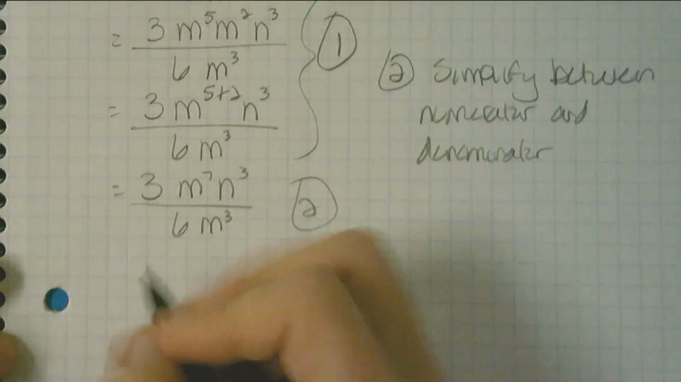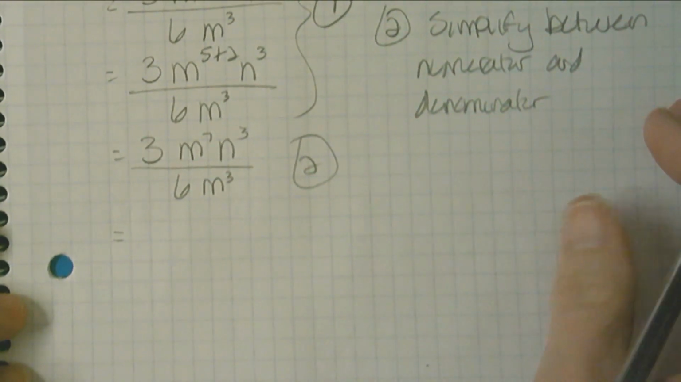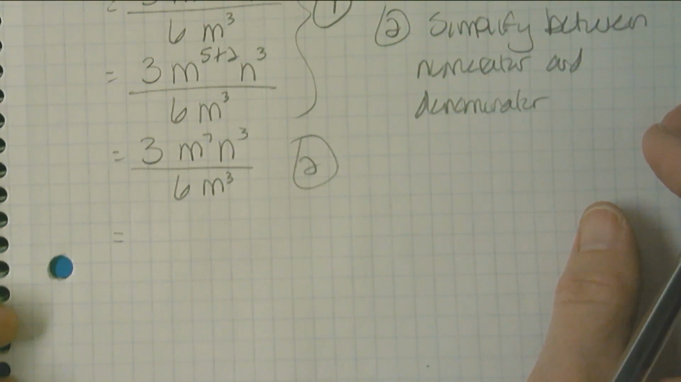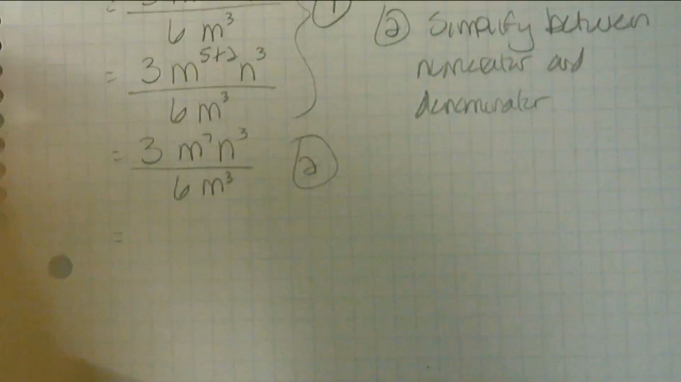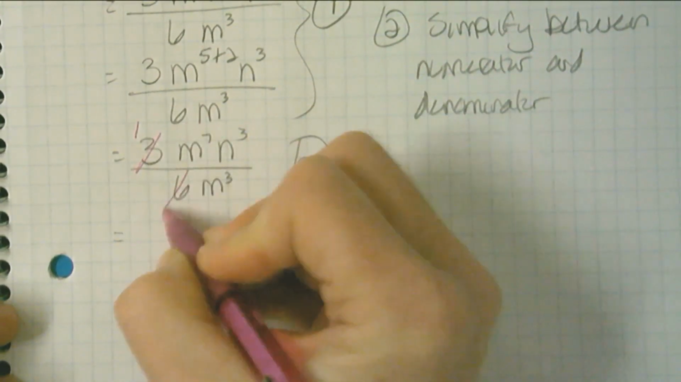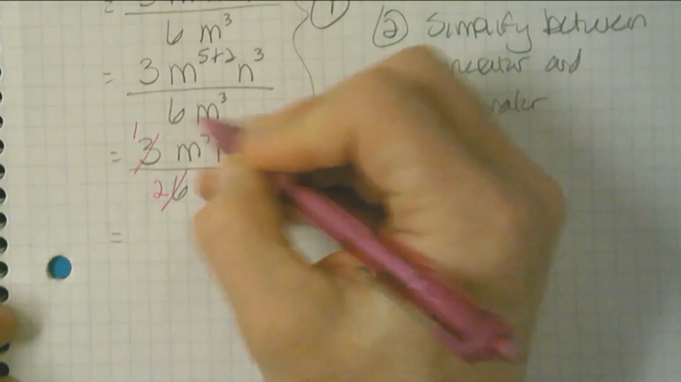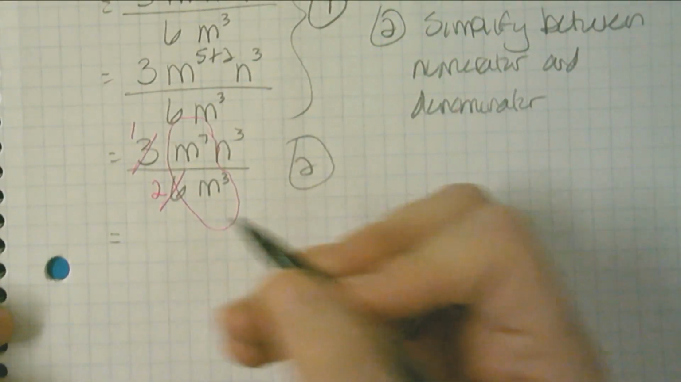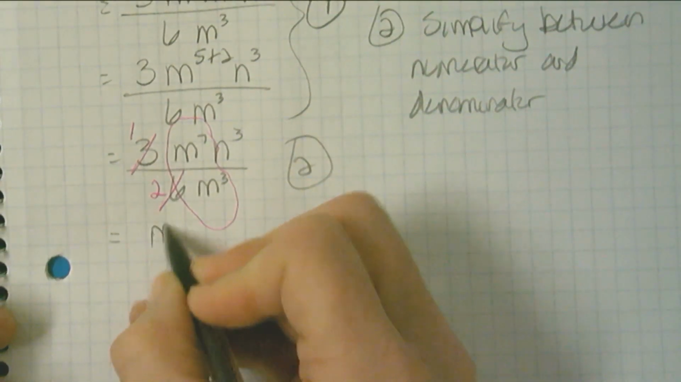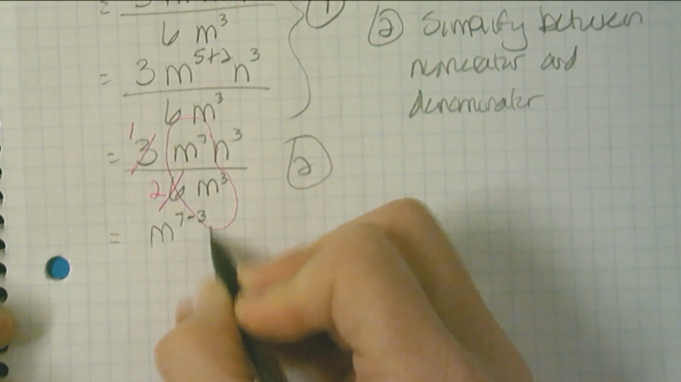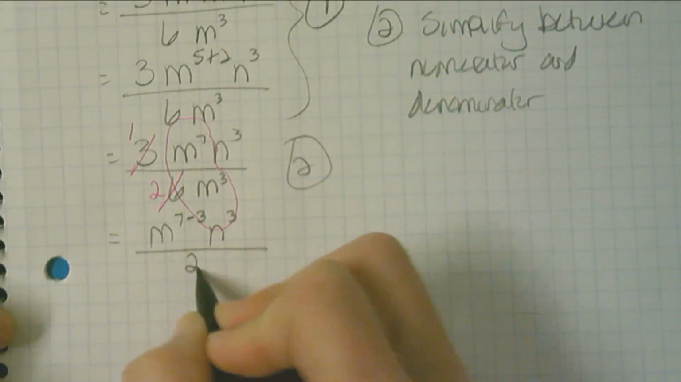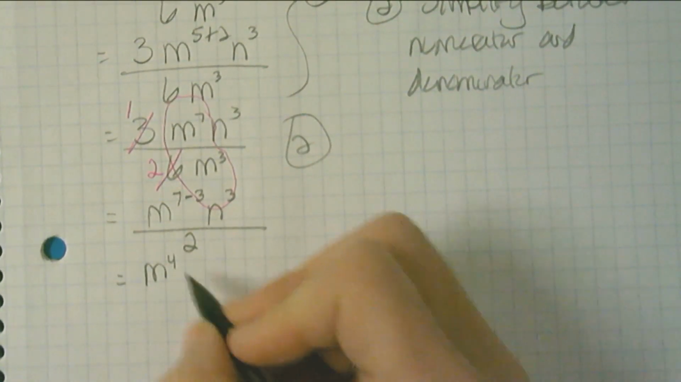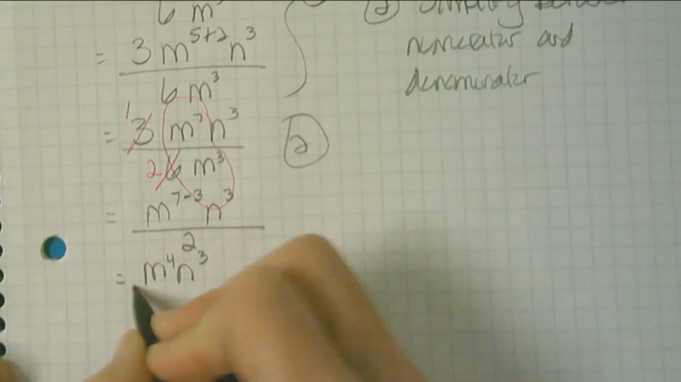So all of you finish that off. I should be able to divide out common factors between the 3 and the 6. The 3 becomes a 1, the 6 becomes a 2. I have these m's that I can simplify. So I should have, if you want to show the 1 there, you can. You don't have to. So m to the 7 minus 3 times n to the 3rd divided by 2. So I end up with m to the 4th, n to the 3rd divided by 2.